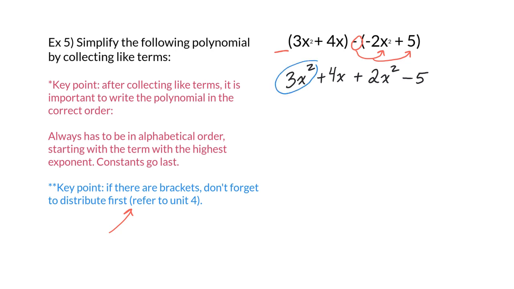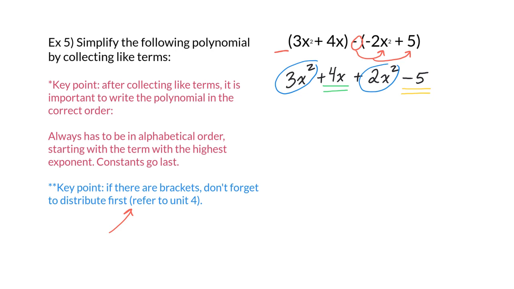I group my x squared terms together. I keep my x terms together. In this case, there's just one. And I keep my constant terms together. Again, in this case, I just have one constant. I'm going to do two steps at once. I'm going to rewrite this in the correct order and collect the like terms at the same time.